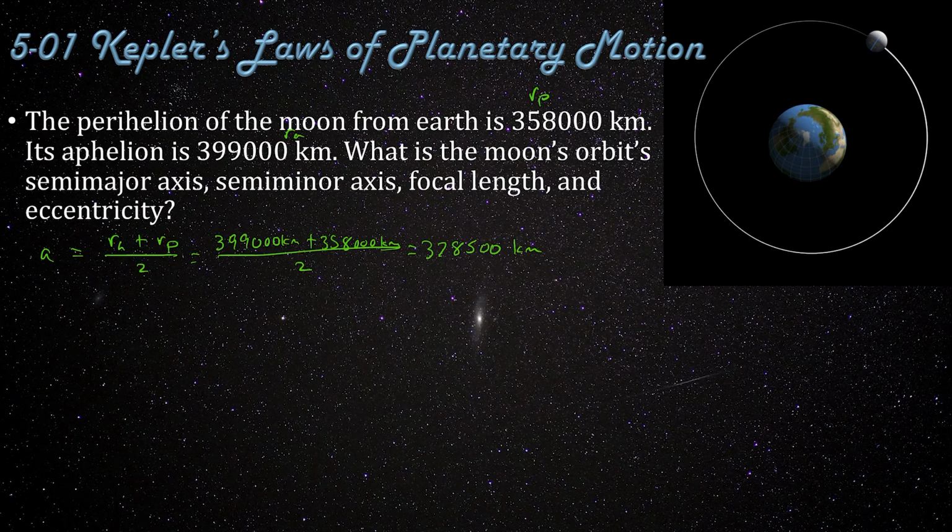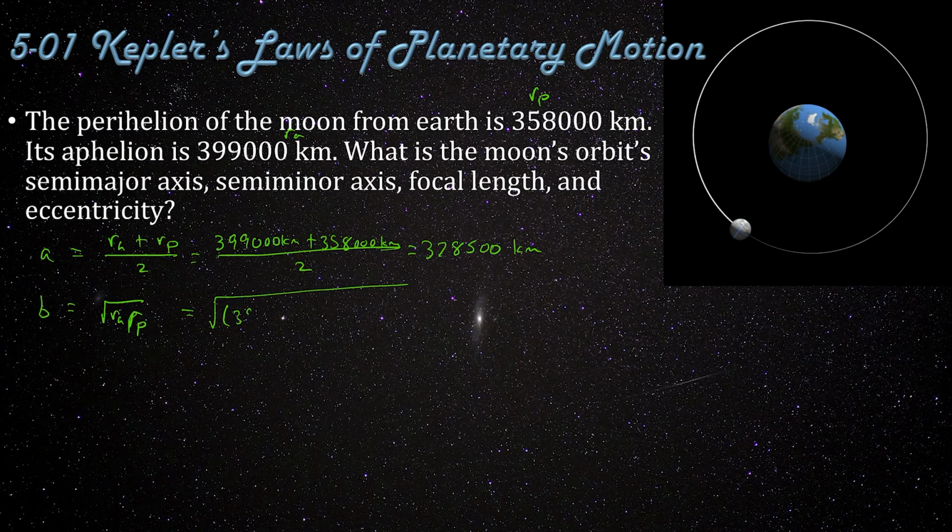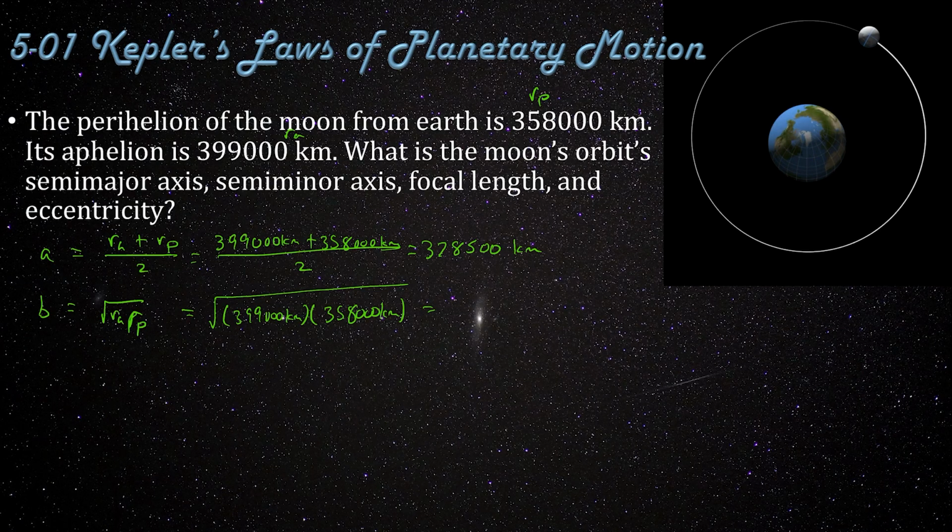What is the semi-minor axis, B? B is the square root of RA times RP. So that is about 377,944 kilometers. We'd round, of course.